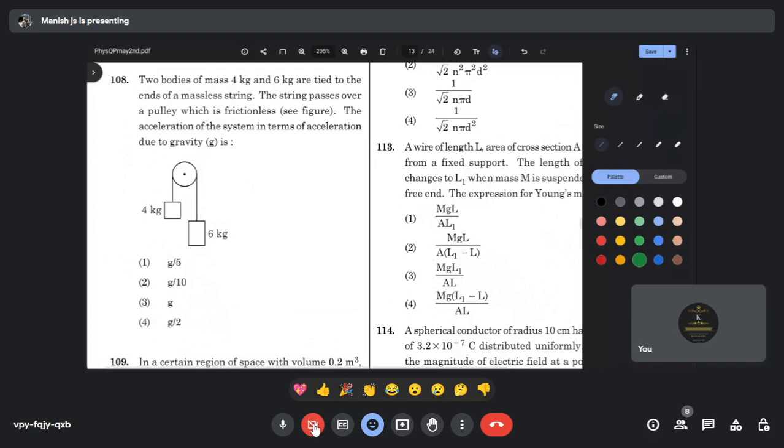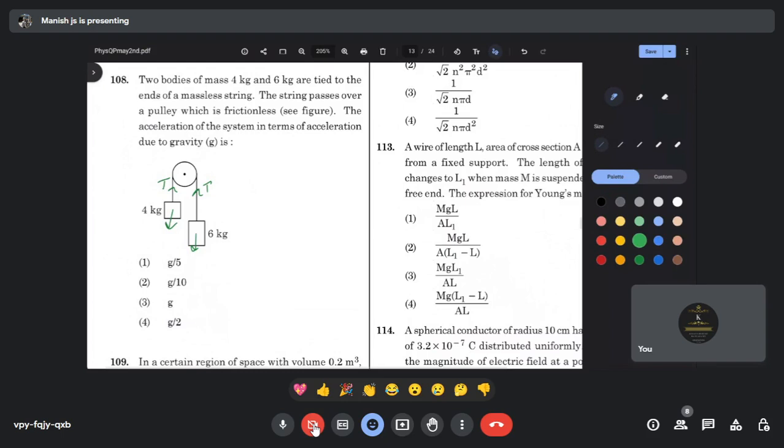So what is the expression in this case? The tension is the same because it is the same string. The same tension is going to act, and you know that mg will act downwards. If you simplify it, you can get the acceleration expression. So what would be the expression for the acceleration? Equate the tensions in both the cases. If you draw the free body diagram for both the blocks individually.